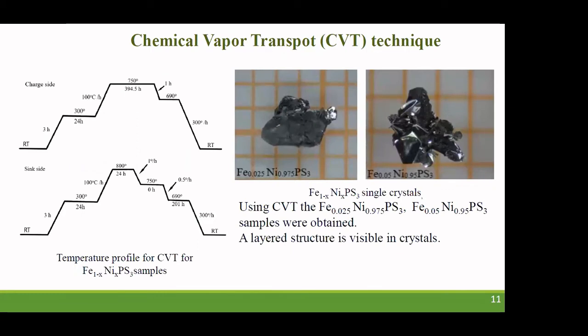Okay, here is shown the photo of a sample of iron, nickel, phosphor, sulfur 3 crystals after the chemical vapor transport technique. And you can see from the photo that our crystals have a layered structure. For obtaining these samples, we used this temperature profile for different sides of the thermals. It was the hotter side and the colder side.